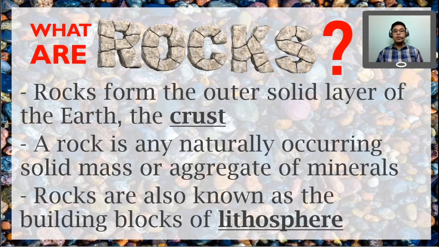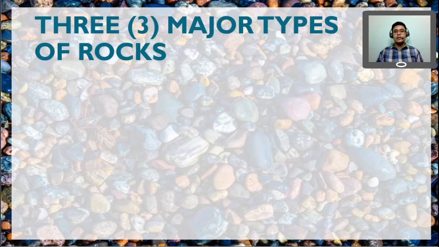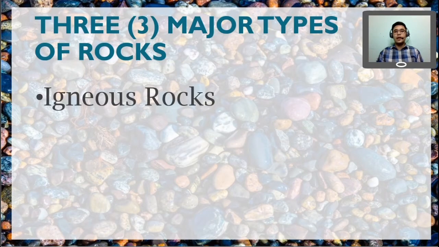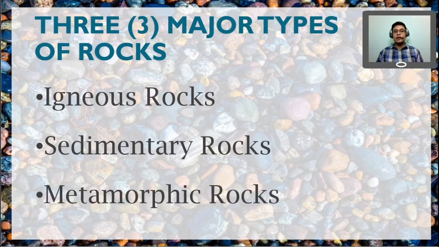Rocks are also known as the building blocks of the lithosphere. And we all know that the lithosphere is the crust plus the upper layer of the mantle. So therefore, the upper layer of the mantle and the crust, or the lithosphere itself, cannot exist without the rocks. And speaking of rocks, there are three major types: first, the igneous rocks, second, sedimentary rocks, and third, metamorphic rocks. We are going to discuss them one by one. But take note that each type of rock has its own unique characteristics and examples.